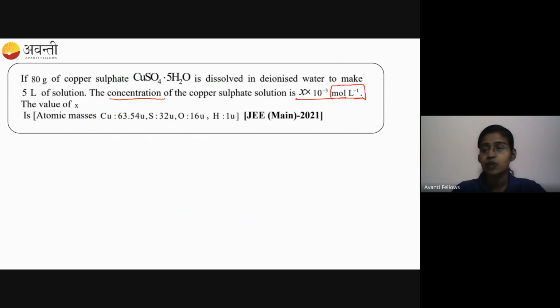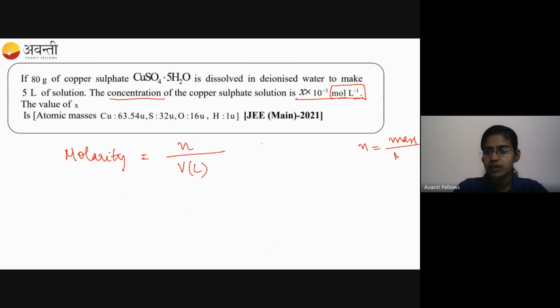So we have to use the molarity formula to find out the answer. So what is molarity? Molarity is equal to the number of moles of solute divided by the volume of solution in liter. But we don't have the number of moles in the question. But we know the formula to find the number of moles. It is nothing but the given mass by molar mass. Just substitute this in place of the number of moles. Volume is given, so just write as it is.